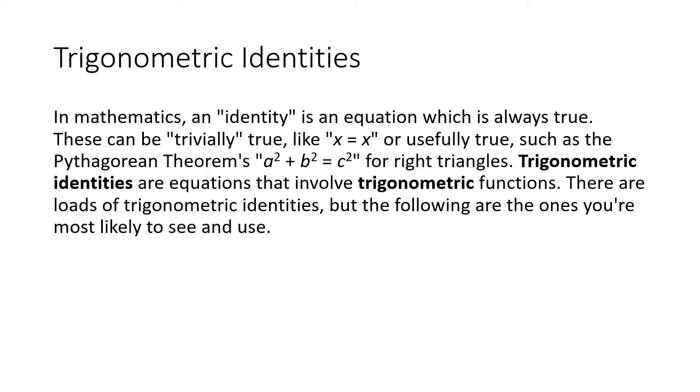Trig identities. In math, an identity is an equation which is always true. It can be trivially true, like x equals x, or it could be usefully true, just like how we use Pythagorean's theorem, a squared plus b squared equals c squared, for the right triangle. Trig identities are equations that involve trig functions, and there are loads of trig identities, but we're only going to look at a few of them. I'm going to break it down into 4 groups for right now.